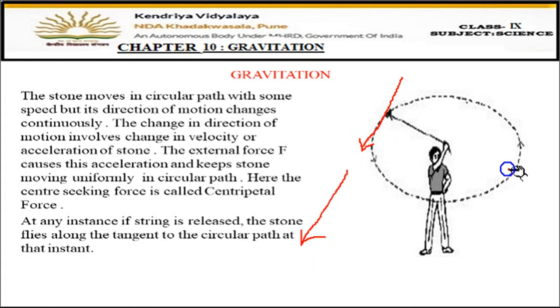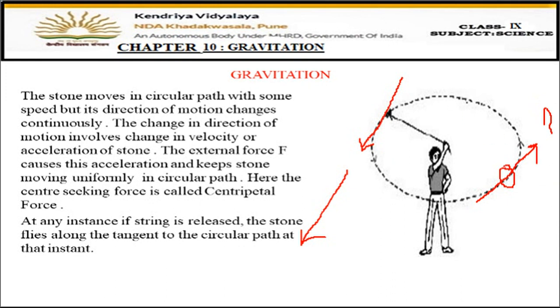Suppose the stone is here, and at this point if the boy releases the string, then again what we have to do is draw a tangent here. The arrow will be in that direction because this is the direction of movement. So now, in which direction will the stone fall? The stone will fall in this direction. Somewhere in this direction the ball will fall, right?